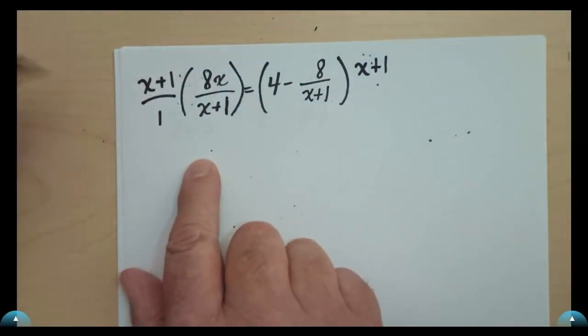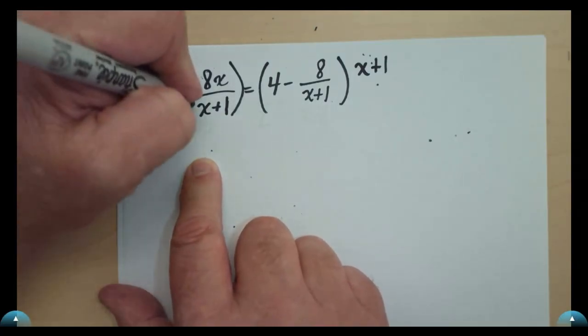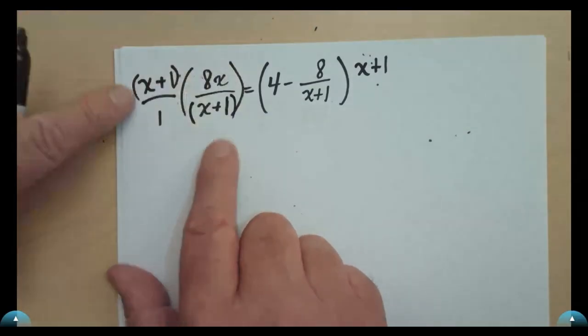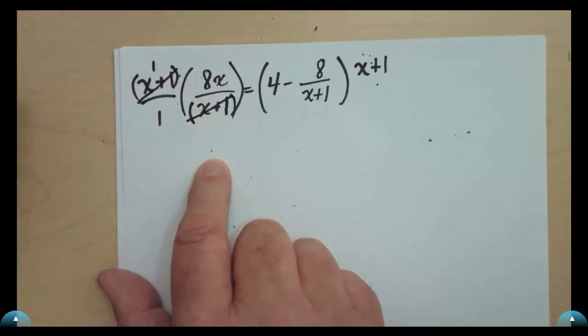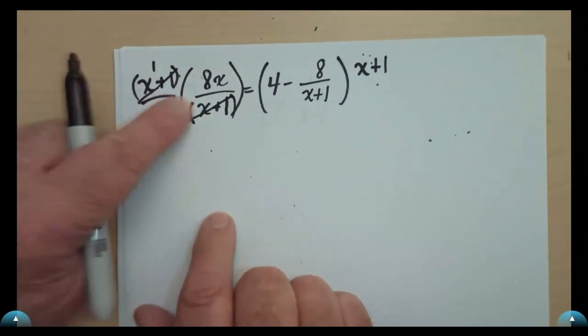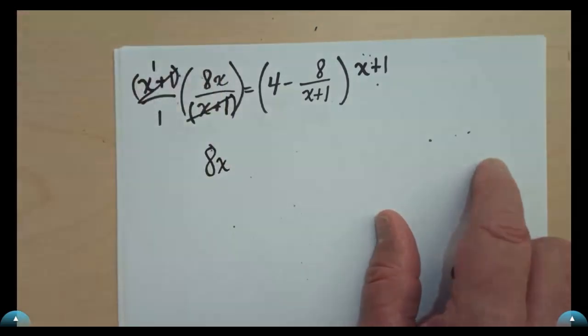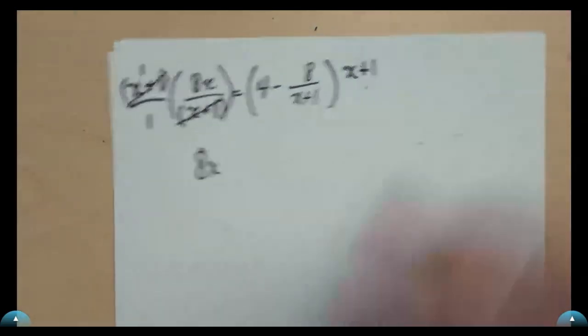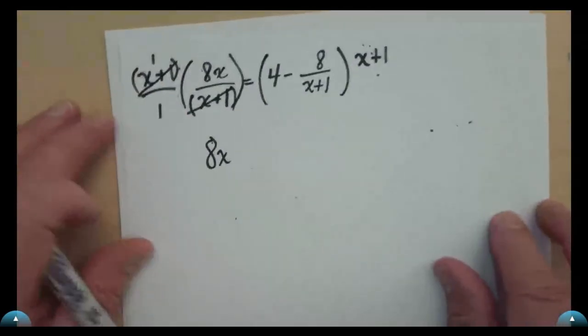And here I've got an x plus 1 on top and a factor of x plus 1 on bottom, so I can cancel that. And so that just leaves me with 1 times 8x, which is simply 8x. I need to put a piece of paper between those. Sorry. You can do the same thing on the other side.